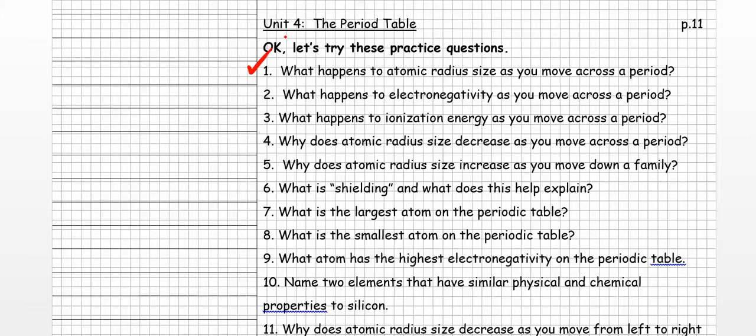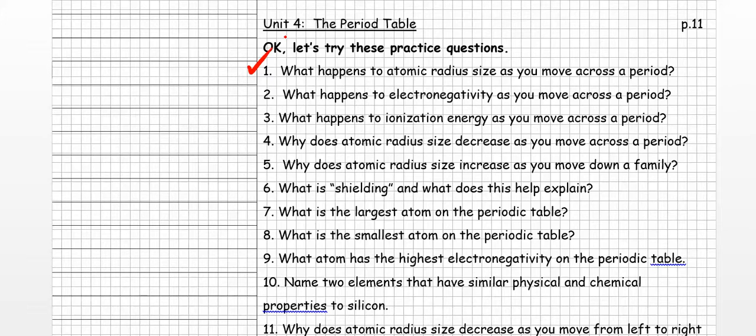Let's take a look at the second one. Number 2 says, what happens to electronegativity as you move across a period? So this time we're looking at electronegativity and the trends of electronegativity. Let's pick a specific period. Let's take a look at period number 2. We have lithium, beryllium, boron, carbon, nitrogen, oxygen, fluorine, and neon. And we want to know what's happening to electronegativity.